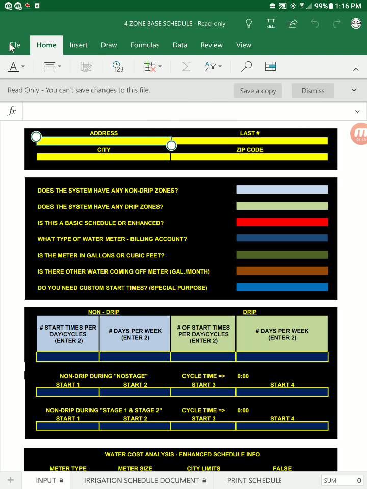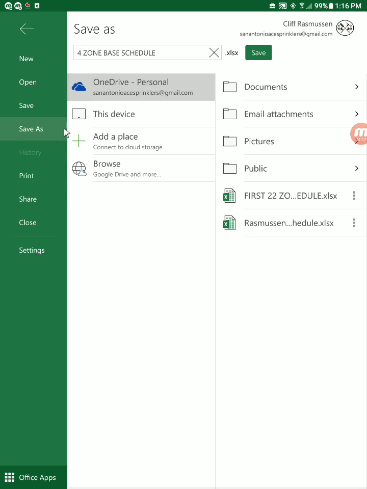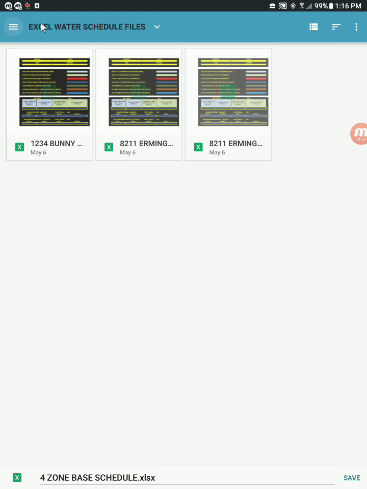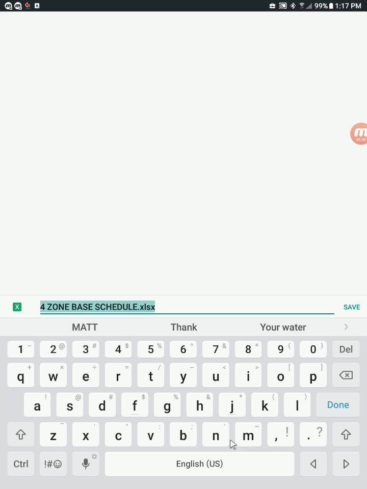Okay, first thing that we're going to do, as we covered in the other one, is Save As. We're going to browse this device. It is going to go into this file just to make it quick. All our Excel files again are going to go into here. So just to make this quick, I'm going to keep it here.